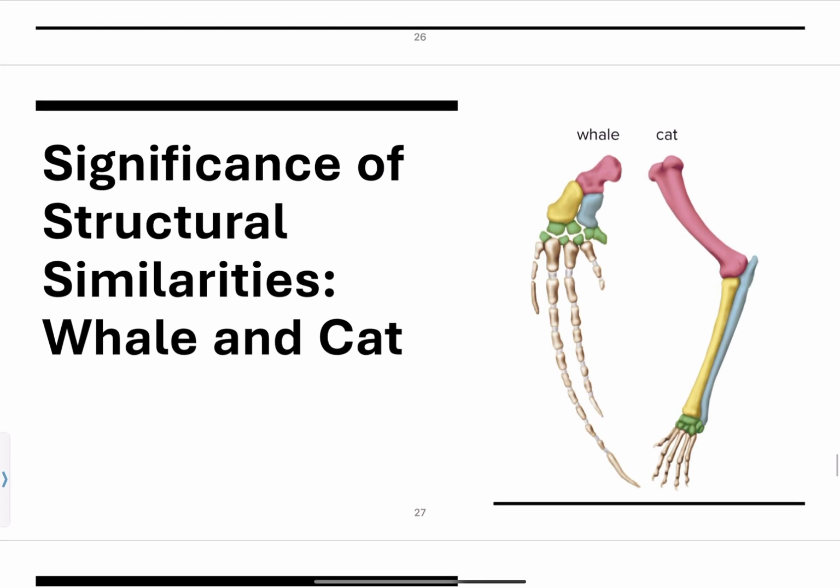So now let's compare the whale and the cat, and you'll find a lot of similarities in bone structure despite the obvious differences in their lifestyles. So whales use flippers to swim, and cats use paws to walk and hunt. Yet both animals have forelimbs with the same set of bones arranged in the exact same order. And this isn't a coincidence. It's a classic case of homology, showing that they share a common ancestor even though their limbs have adapted to different uses over time.